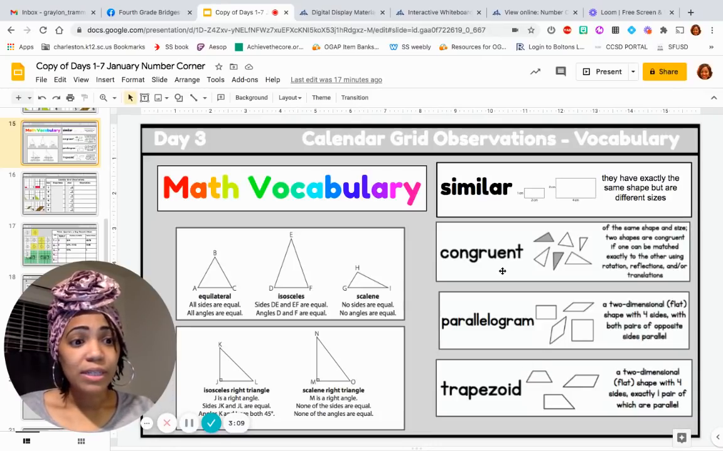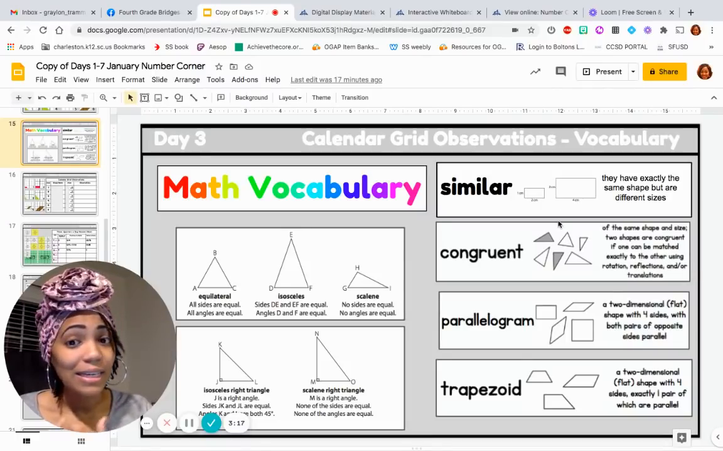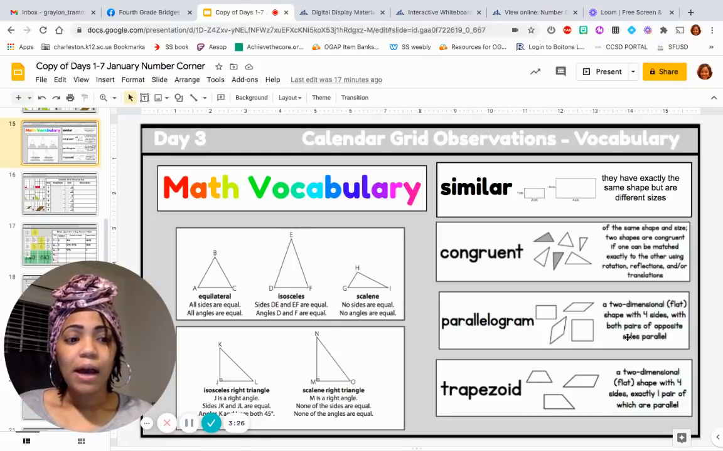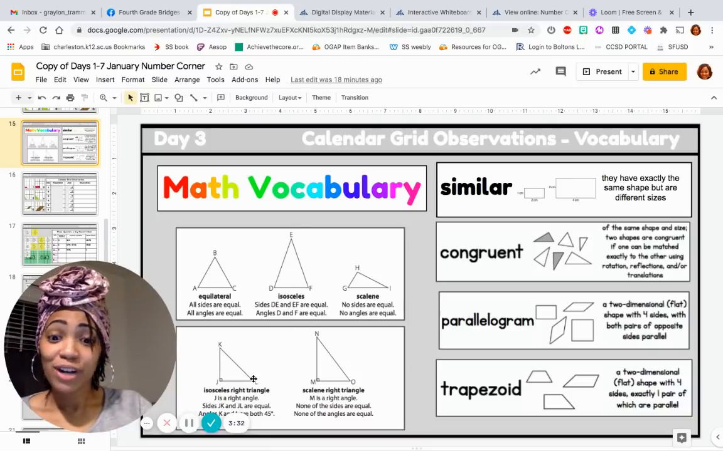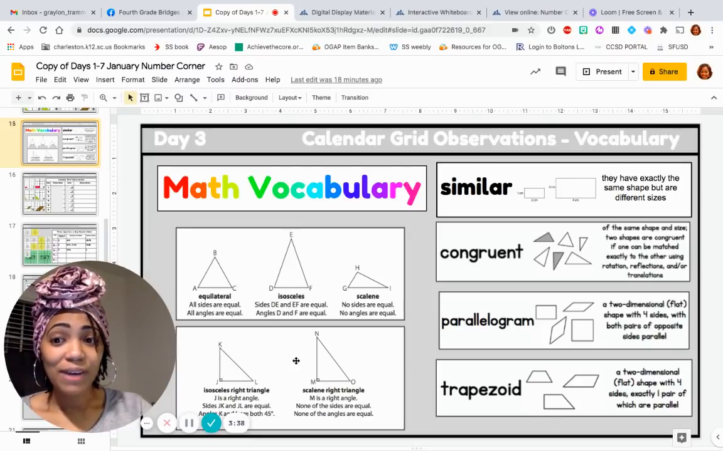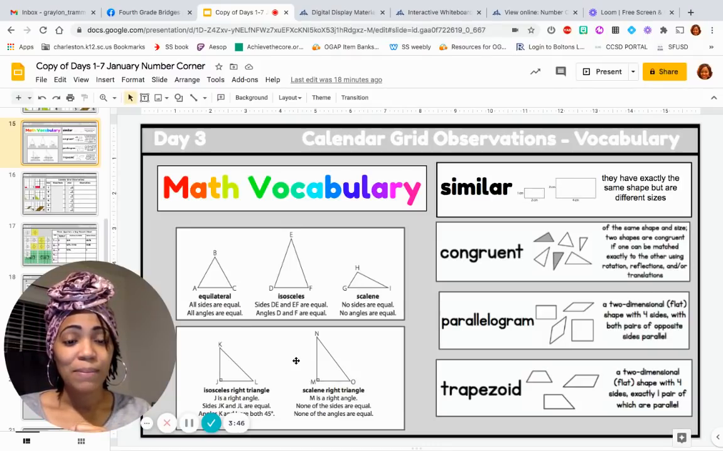Hopefully we know congruent. That means they're the same size and the same shape. So when I'm asking you to make observations, these are some of the math vocabulary words that I'm looking to hear from you guys. We already talked about a parallelogram. It's a flat shape, 2D shape, 4 sides, and both pairs of opposite sides are parallel. Here we have some of the different types of triangles, and you may already notice what type of triangle we've seen on one of our calendar markers so far this month. So I'll give you a moment to look at that, and then I'll switch back to the next sheet so we can make our observations and write them down.